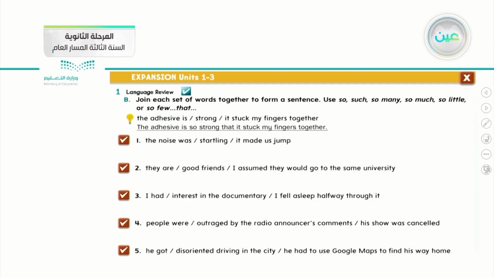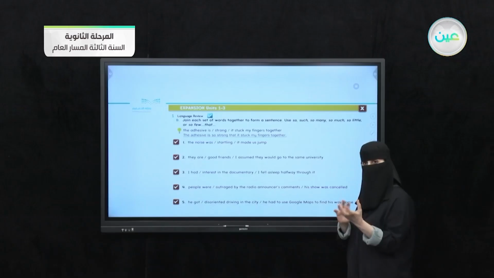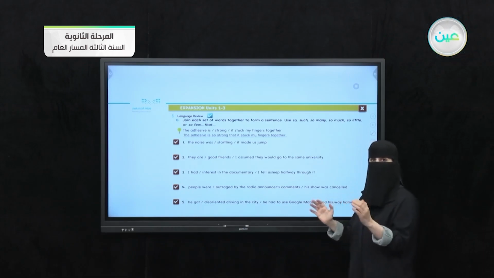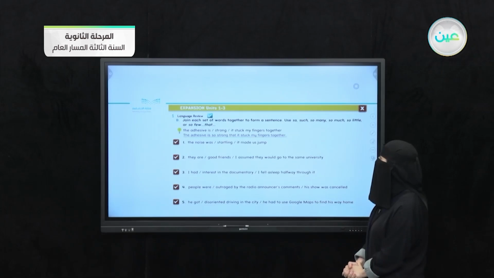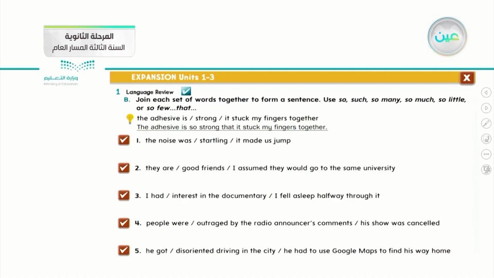Join each set of words together to form a sentence. So they want us to join these words together. Why? We want to complete a whole sentence. And they want us to use so, or such, or so many, or so much, or so little, or so few, then the conjunction that. Can we apply it together through this question?